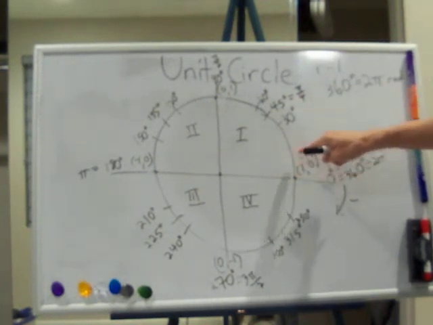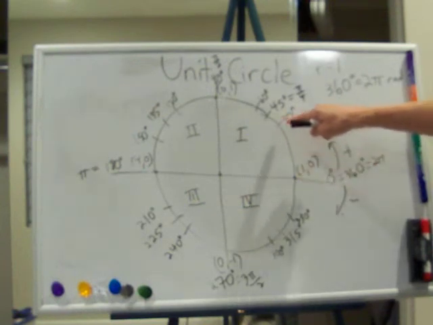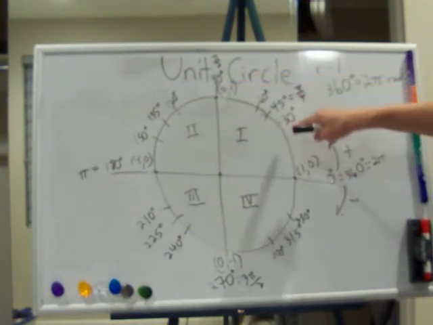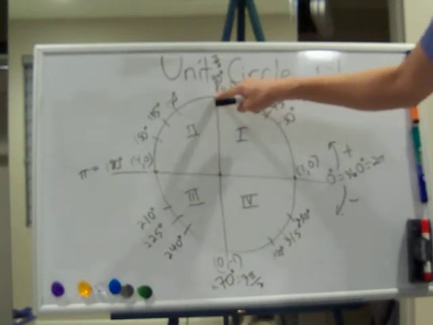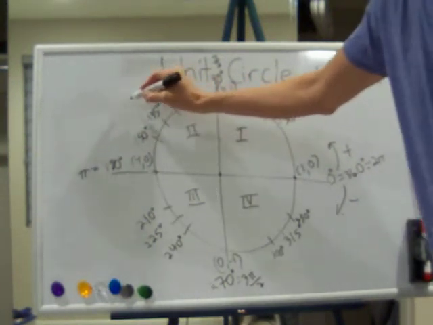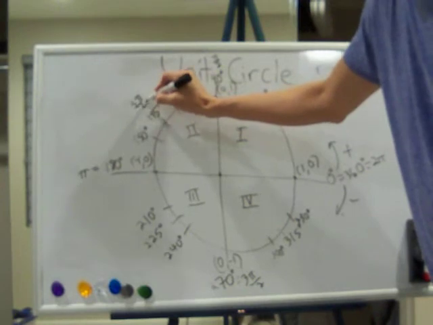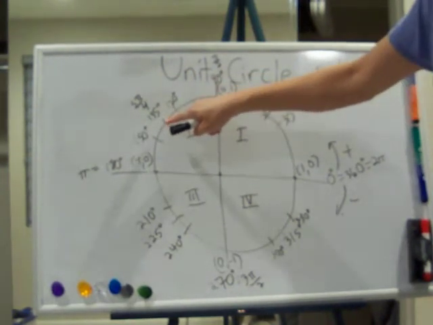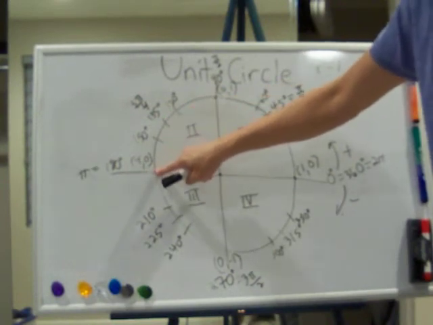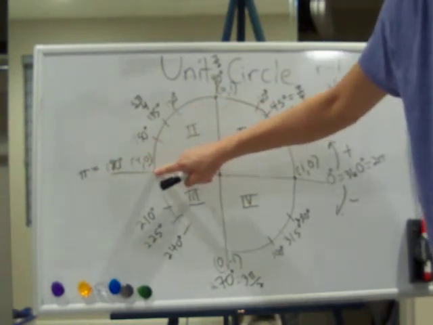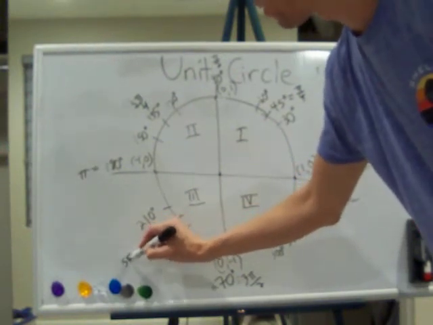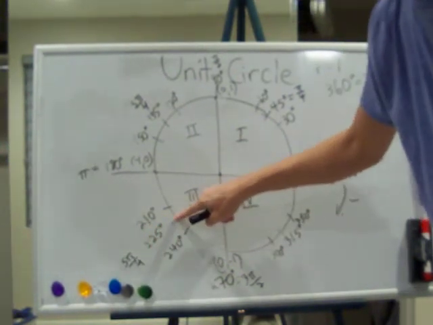So from here to here, 0 plus pi over 4, that's 1 pi over 4. Plus another pi over 4 is 2 pi over 4. So 1 pi over 4, 2 pi over 4, 3 pi over 4. So 2 pi over 4 is the same as pi over 2. 2 pi over 4, 3 pi over 4, 4 pi over 4, same as pi. 4 pi over 4, 5 pi over 4.